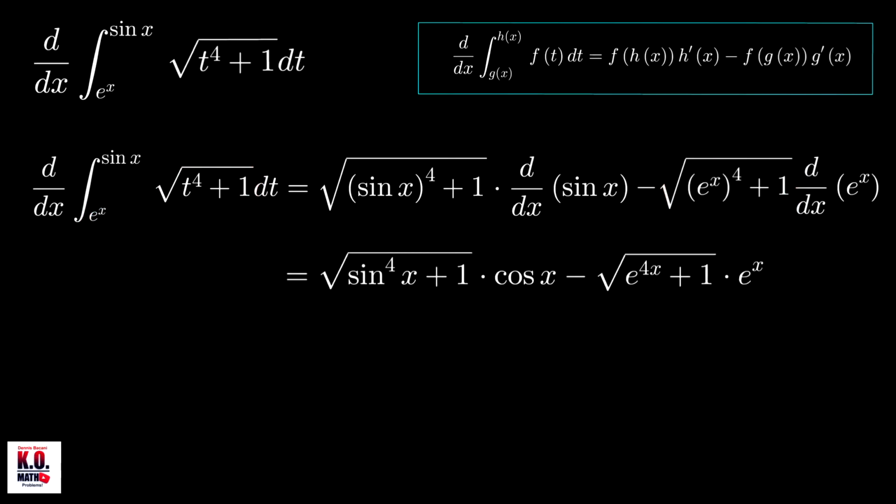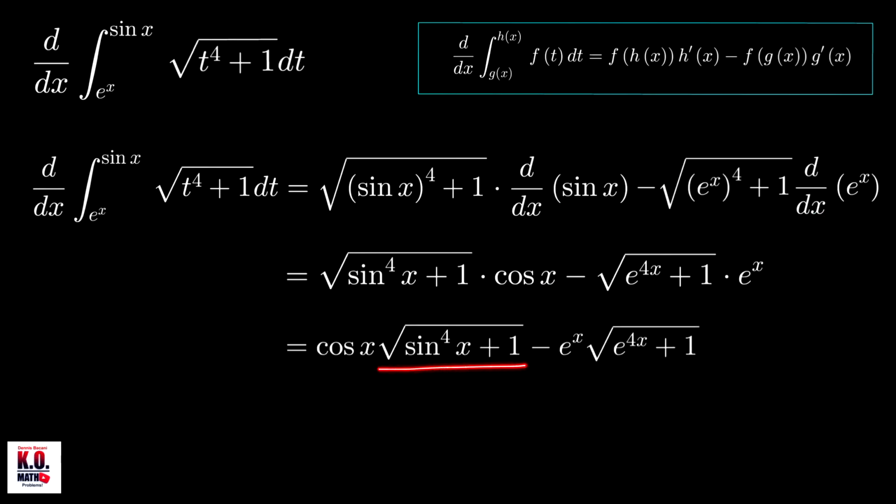And we'll get here the derivative of sine x is equal to cosine x, the derivative of e to the x is equal to e to the x. Therefore, we can write our final answer as cosine of x times the square root of this, and then minus e to the x times the square root of this one.